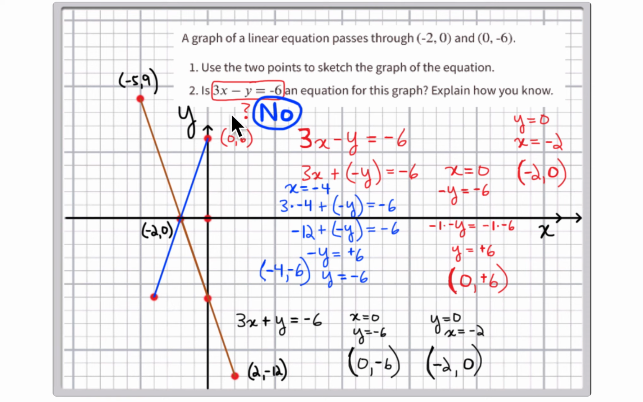So this is the line for this equation. This is the line for this equation down here. So long way of saying that the answer is no. This equation does not match this line. It's not the equation for this line.